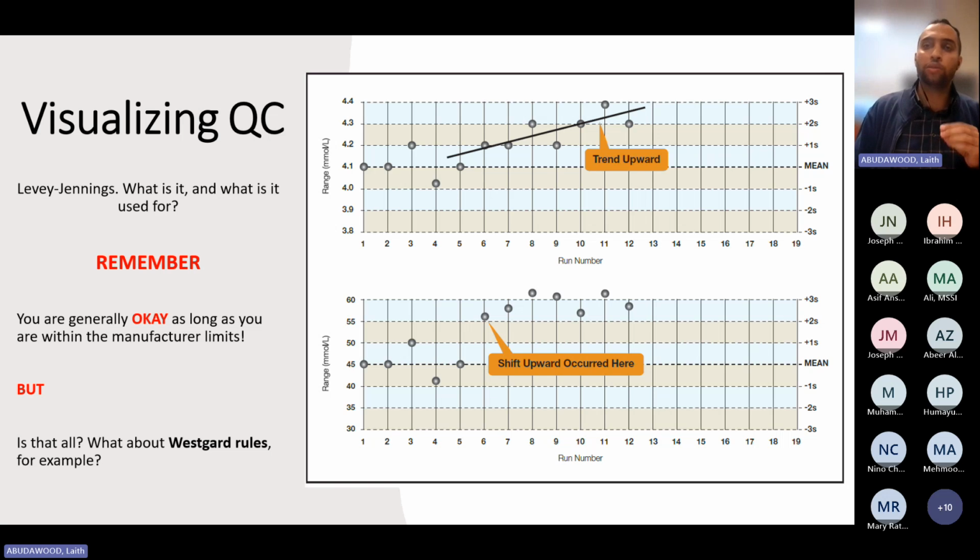However, again, we said the QC is objective. So I need to know, what if, for example, just 2 runs were high, then everything went down? Is this enough for me to say that there's a problem with the analyzer? What if 5 runs were high, then it went down? Is that enough for me to say there's a problem with my analyzer? Now, this is where Westgard rules come in.